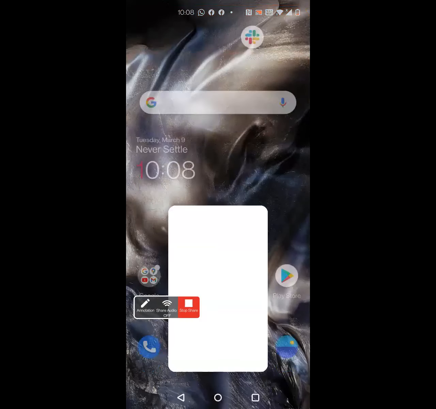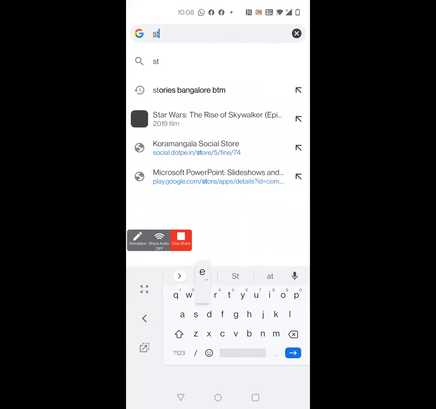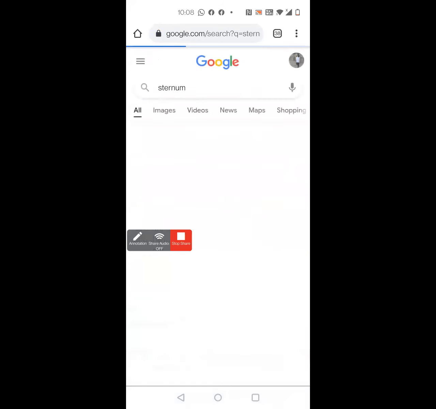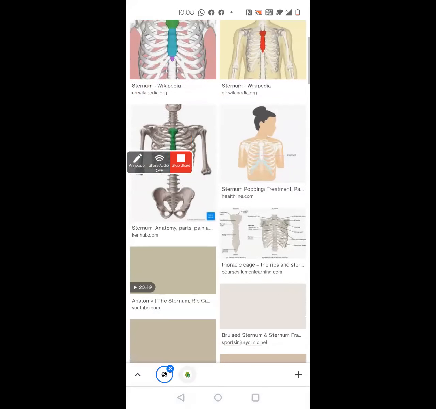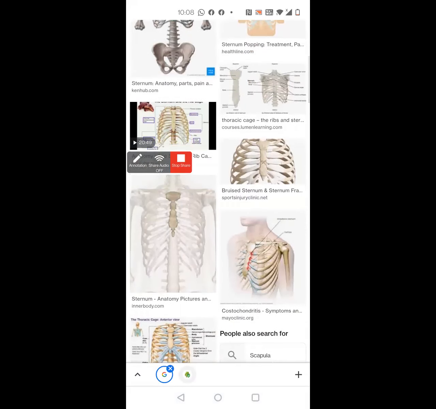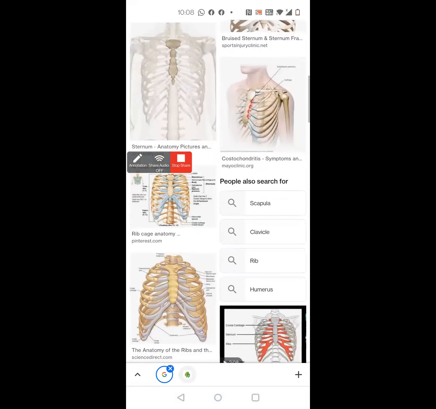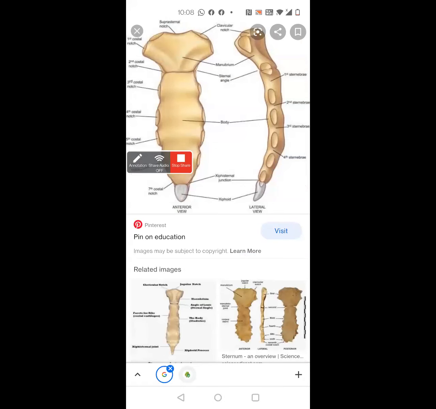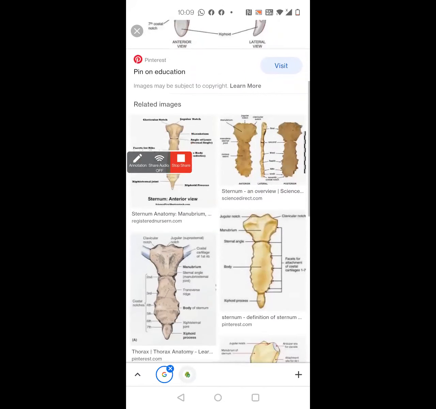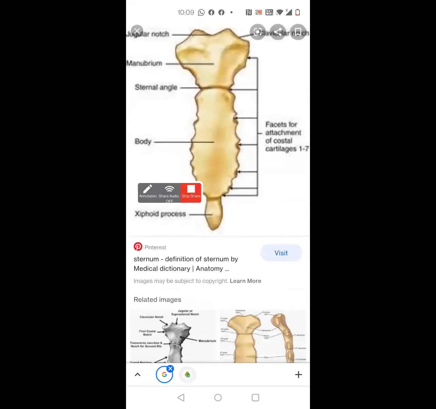They have not given the sternum structure here. I'm trying to find the sternum structure with the label for you. Good one. Ma'am, you put the sternum structure. Too complicated, this is. It's like a tie. This is what I wanted. Xiphoid process. Yes, correct. It is like a tie. So this is how your sternum looks.